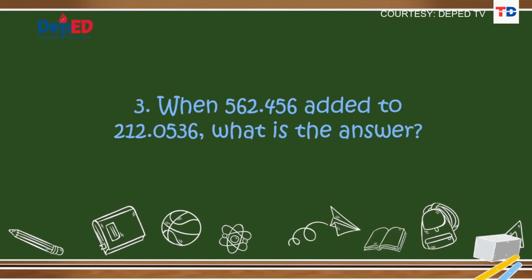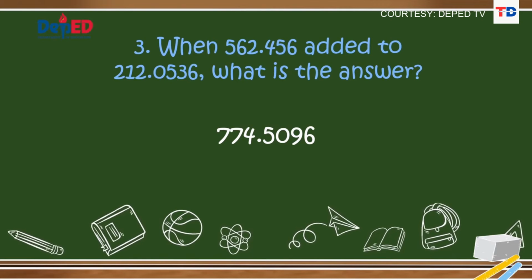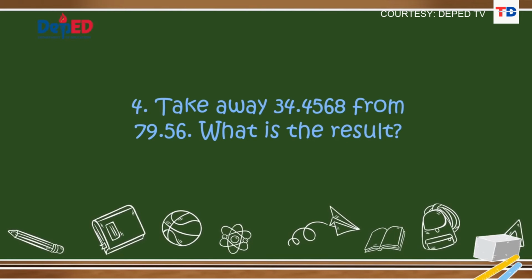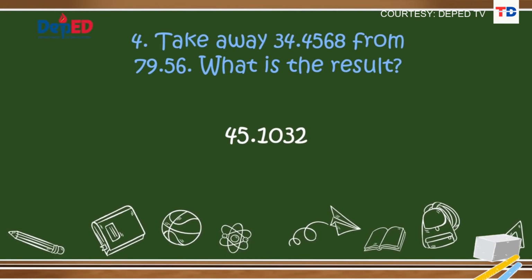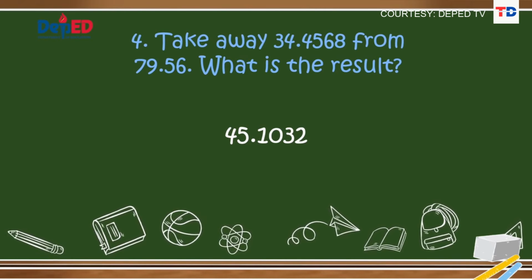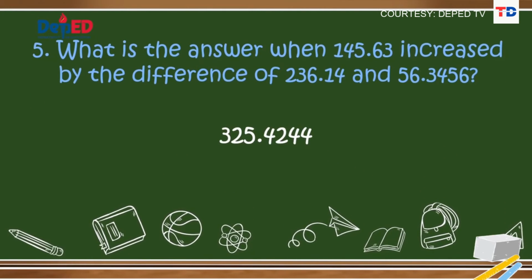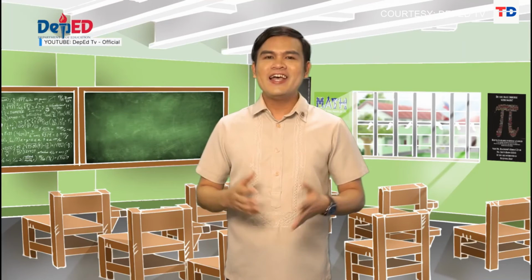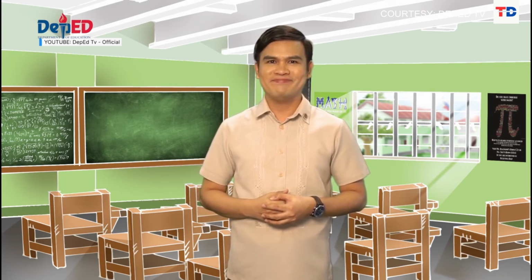Number 3. The answer is 774 and 5,096 ten-thousandths. Number 4. The result is 45 and 1,032 ten-thousandths. Number 5. The answer is 325 and 4,244 ten-thousandths. Now, how many of you got a score of 4 or 5?